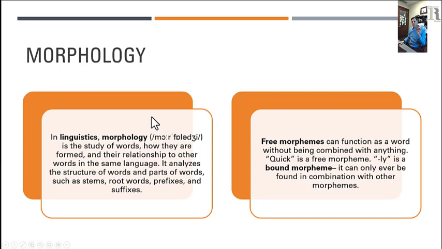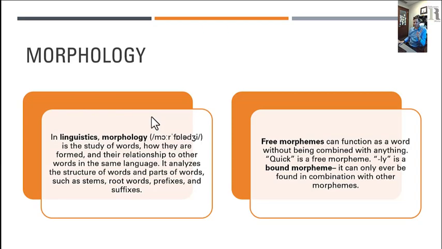Let's have a few more words about morphology here. We talked about phonology already. Now we're talking about morphology. Morphology in linguistics is the study of words, how they are formed, and their relationship to other words in the same language. It analyzes the structure of words and parts of words, such as stems, root words, prefixes, and suffixes, as well as inflectional morphemes like we looked at already with the case of the Latin verb.